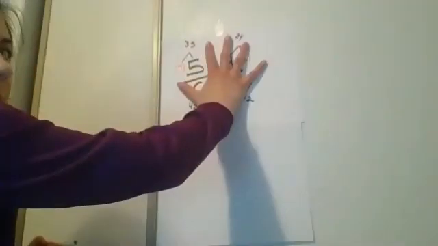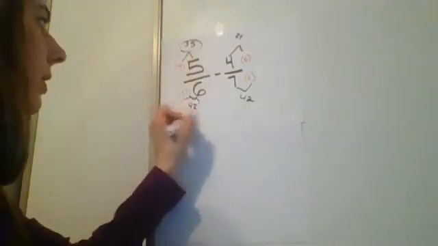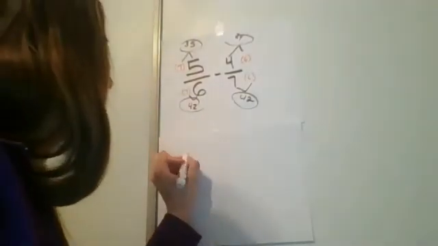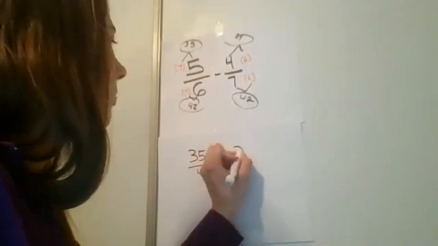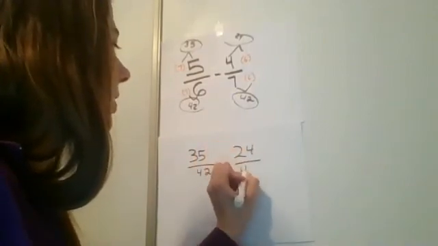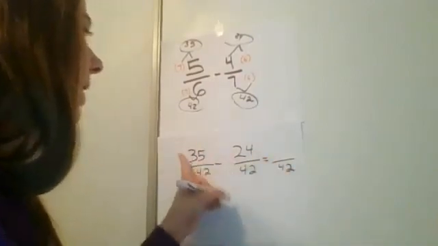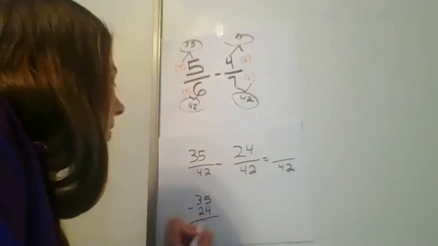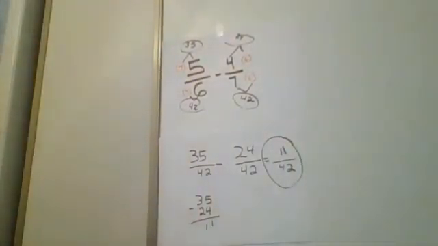Okay, now I'm going to take everything I got from here and I'm just going to write it down more organized here. So I'm taking these numbers and I'm going to write them in fraction form down here so it's a little bit more organized. So 35 over 42 minus 24 over 42. Bottom number's always going to stay the same, so I can put that 42 there. Now I need to subtract. So 35 minus 24, 1, 1, I get 11. So 11 42nds is my final answer.